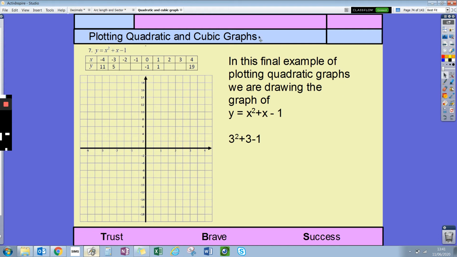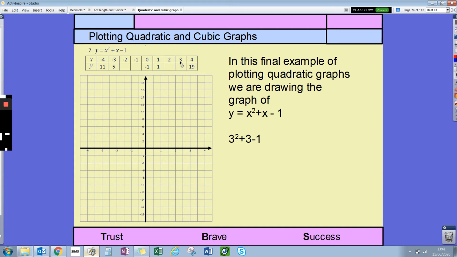Final plotting quadratics example, we're going to draw the graph of y equals x squared plus x minus 1. So it's quite similar to the one before, but we're just taking 1 off at the end. So again, we're going to work in the positives and then move through into the negatives when we feel confident. So we're swapping in for this one.